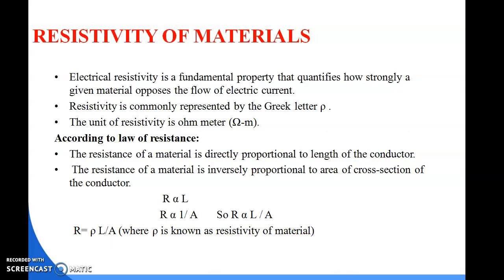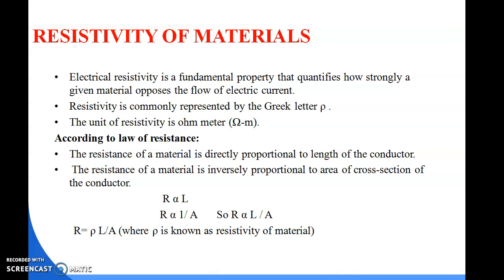So next is resistivity of material. What is resistivity? We know that resistance is the property of a substance which opposes the flow of electric current. It is denoted by the letter R, and the unit of resistance is ohm. Electrical resistance is the fundamental property that quantifies how strongly a given metal opposes the flow of electric current. The resistivity is commonly represented by the Greek letter rho. The unit of resistivity is ohm meter.